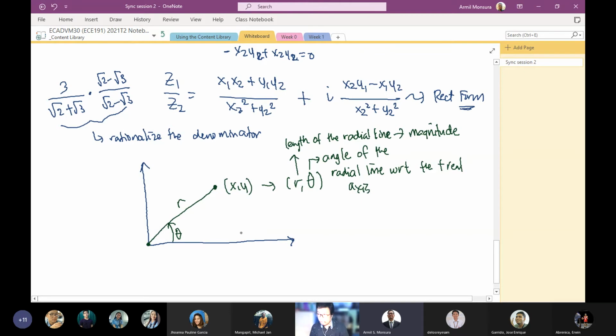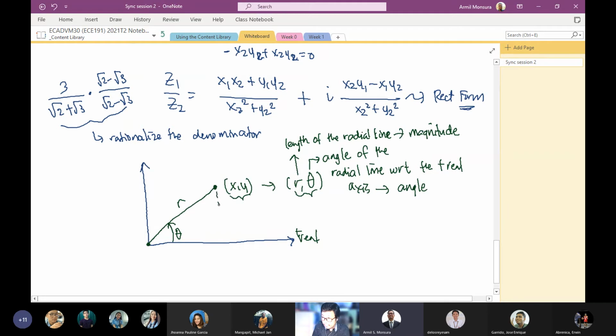Okay? So, yung angle natin laging nakabase dito sa positive real axis. So, this is your real axis. This is the positive real axis. We will have to base our angle from there. So, we will call this later on as the angle of your complex number. So, ito yung kanyang polar coordinate. This is the rectangular coordinate. This is the polar coordinate.